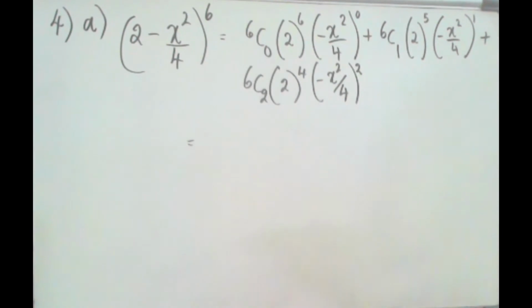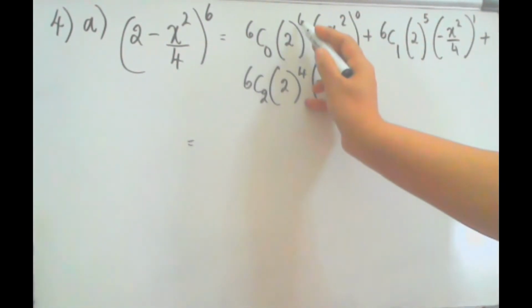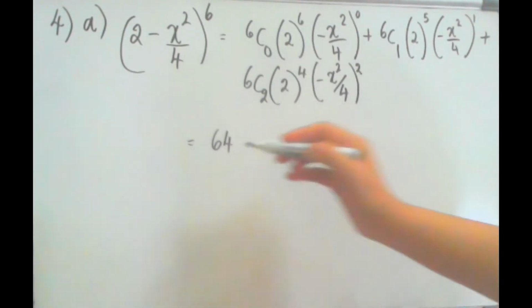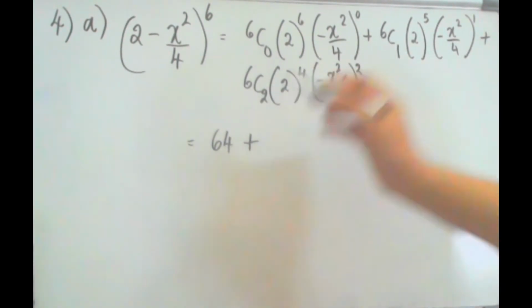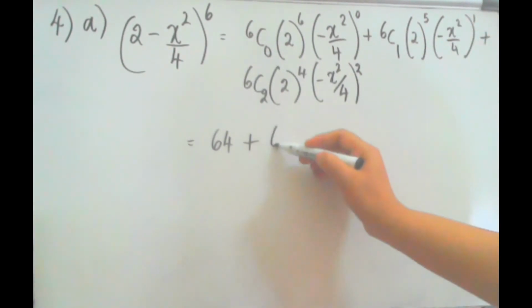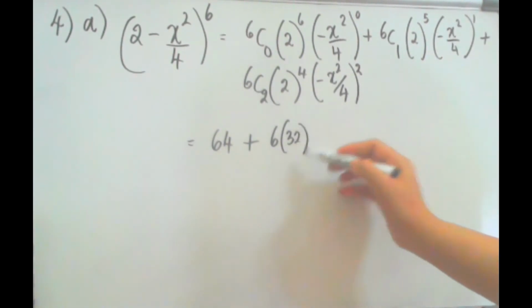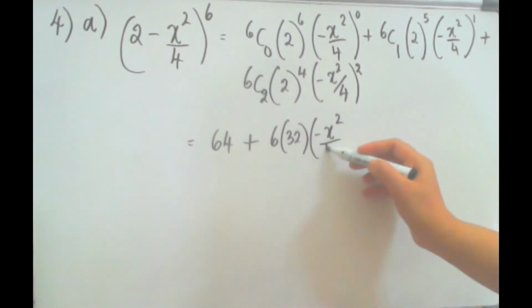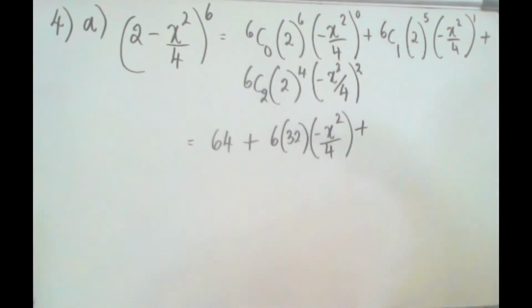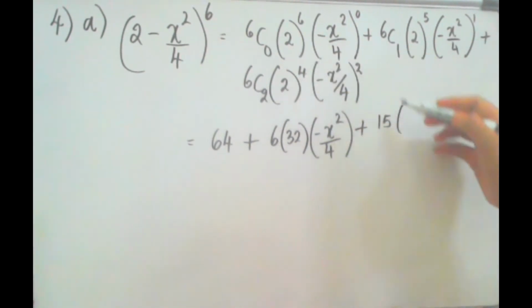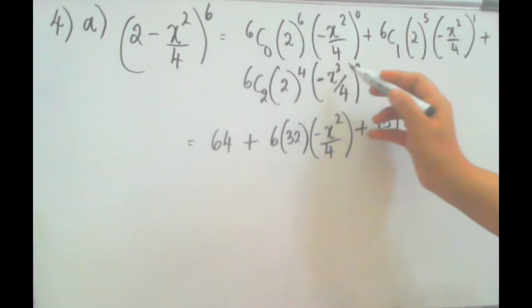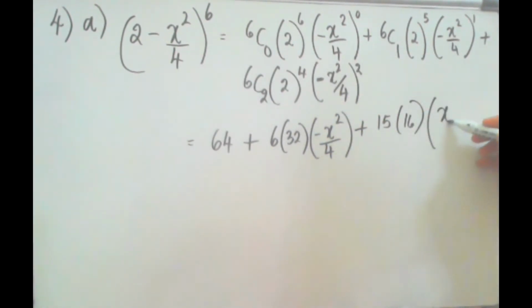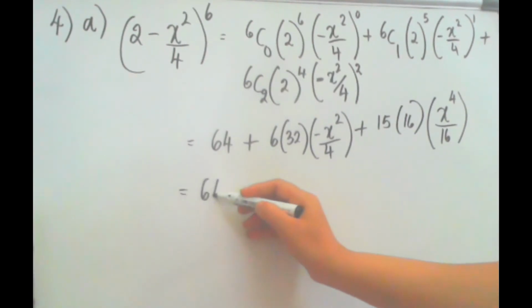Alright. So 6C0 into 2 power 6 gives us 64. And this bracket power 0 is 1. So 64 multiplied by 1 is 64, plus 6C1 is 6, 2 power 5 is 32, minus x square by 4, plus 6C2 is 15 into 2 power 4 is 16, multiplied by this negative bracket, when you square the negative sign, it will become positive. So this becomes x power 4 divided by 16. So we will simplify this further.